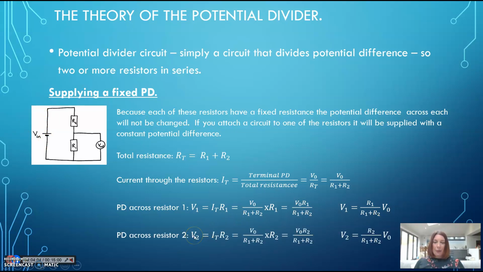Exactly the same for resistor 2. V2 is equal to the current, which is the same, times resistance R2. Substitute that equation in for current. You get this with R2. Make it look a bit neater, but actually looks a lot better like this. So this is telling you that the potential difference across R2 will be equal to the resistance of R2 over the total resistance times the EMF, or the terminal PD. These are known as the potential divider equations, and they're really, really useful.